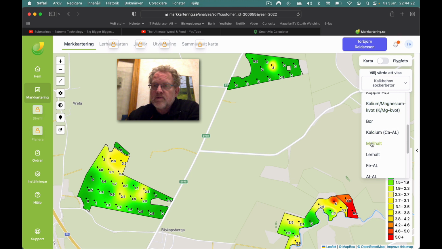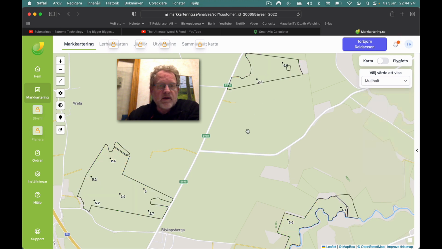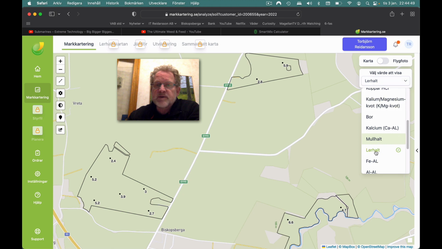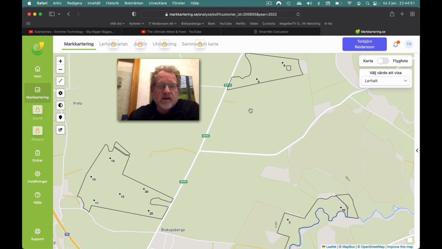Where were we? Organic matter, surprisingly high. I was expecting much lower values, but as you can see, we're over 5% over here. Very nice. Even over 6 here in the forest. 4.7, 2.8, 5.9. Very satisfying values. As I said, I really didn't expect them to be that high.